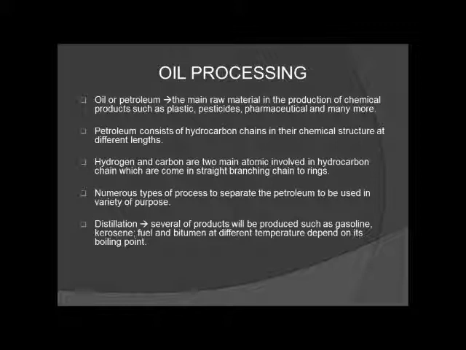Oil, or petroleum, is basically the main raw material in the production of chemical products such as plastic, pesticide, pharmaceutical, and many more. Petroleum consists of hydrocarbon chains in its chemical structure at different lengths. Hydrogen and carbon are the two main atoms involved in a hydrocarbon chain, which come in straight, branching chain, to ring forms. Numerous types of processes separate the petroleum to be used for a variety of purposes.